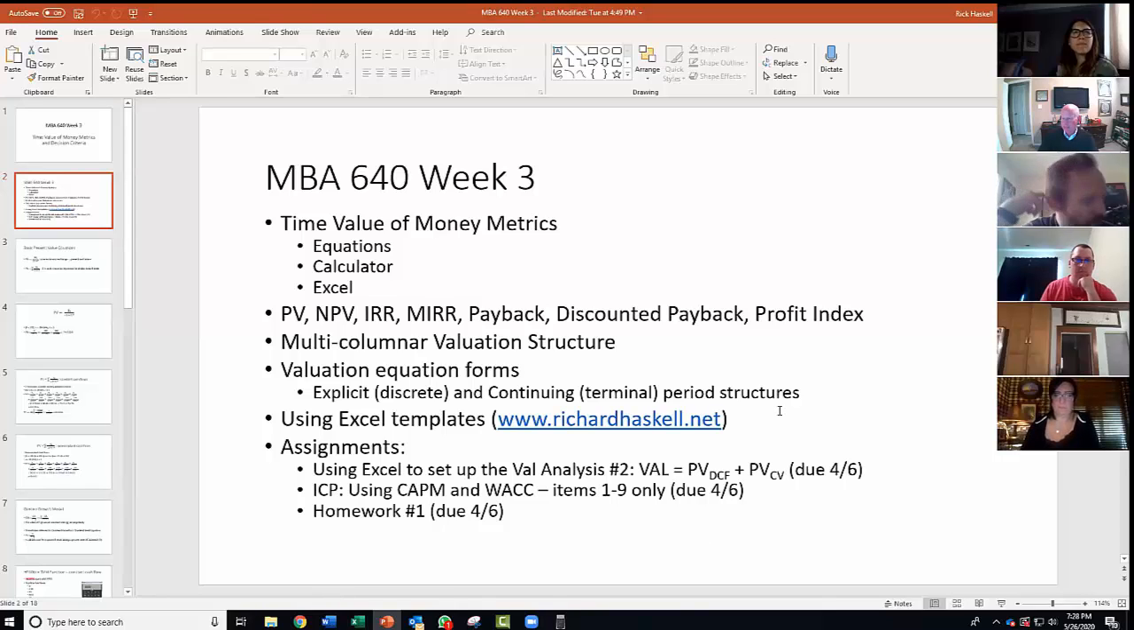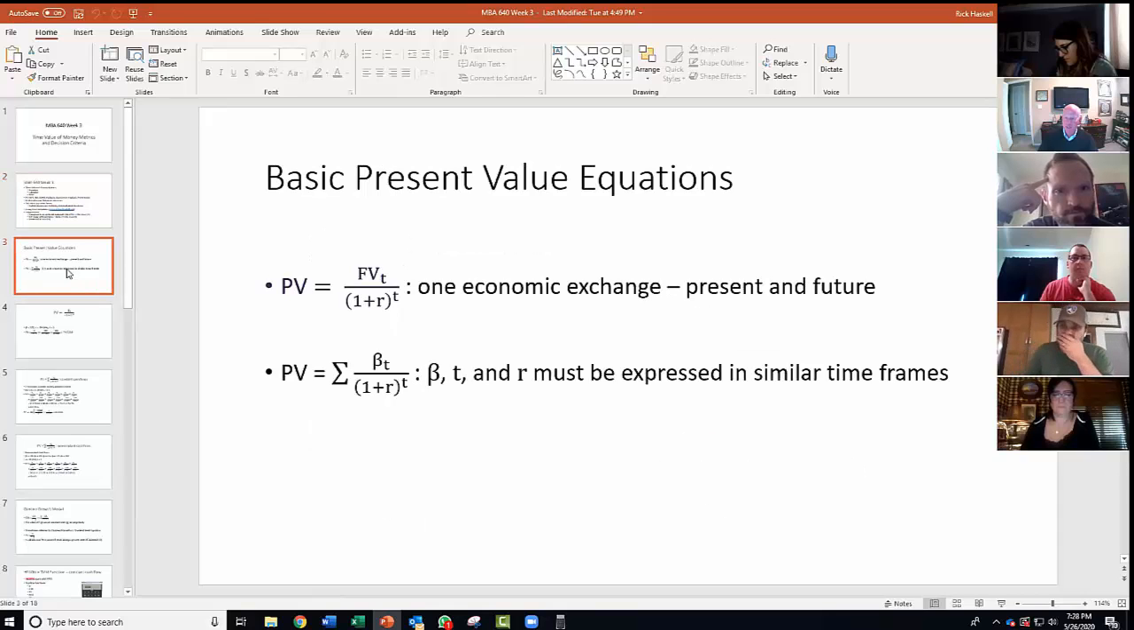So I've got some dates here. These dates are not accurate. They're from a previous block, the spring block, so I apologize. So with that, let's begin a brief review of some of the time value of money metrics.